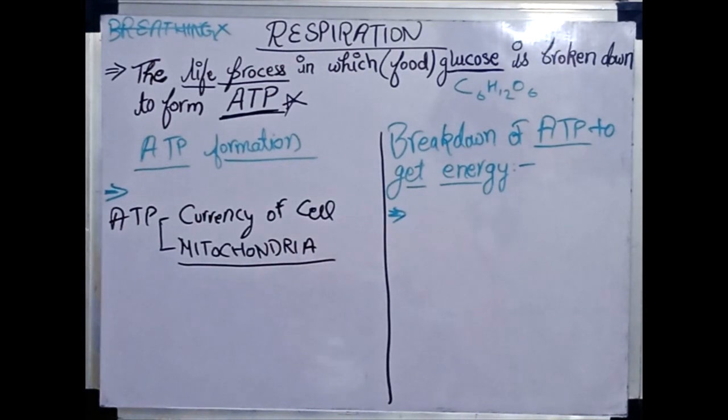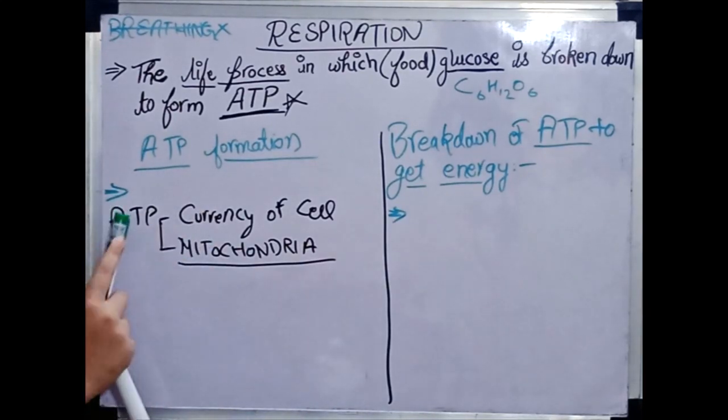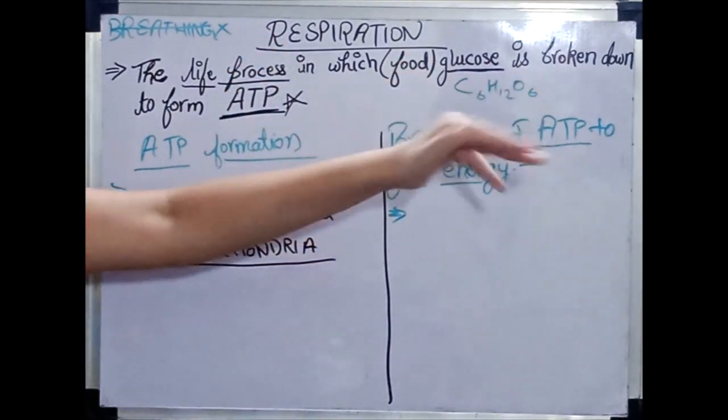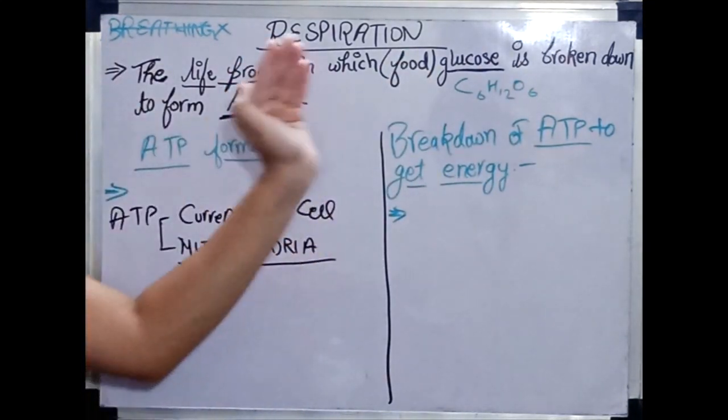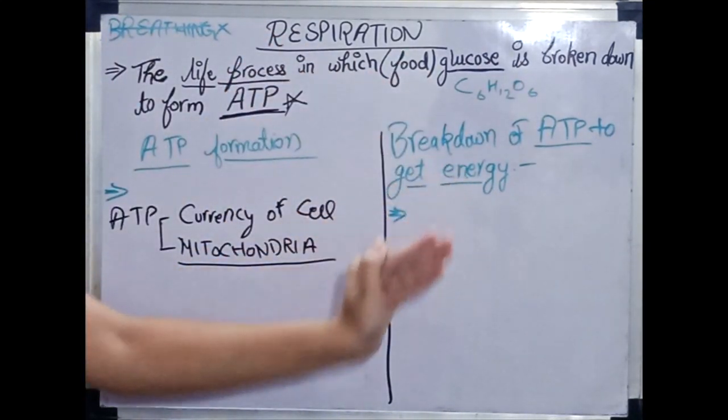Now this ATP is very important to us, because if I'm talking, if I'm teaching, if I'm moving my hands, all these things that we humans, animals, cells, everyone do need some kind of energy. And this energy is provided, we get it, by the breakdown of ATP. We break down ATP to get energy.